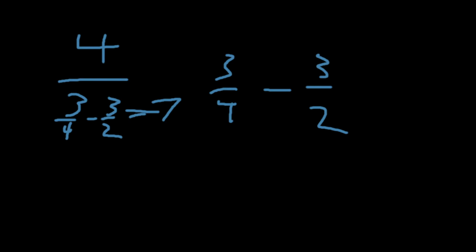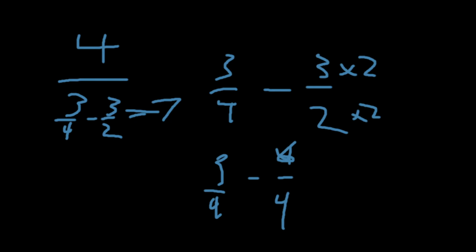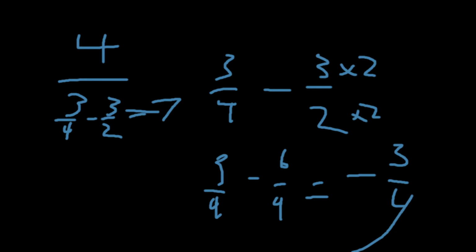Okay, so notice that 4 is a multiple of 2. So therefore all you have to do is times 2 on both parts of the fraction. Now it's equal to 3 over 4 minus 6 over 4, which is equal to negative 3 over 4. Plug this answer back in here.